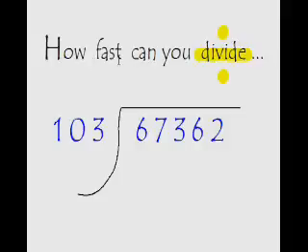How fast can you divide 67,362 by 103? Now you have ample idea how to do it, so give it a try. I'm giving you 10 seconds for this and your time starts now. Your time is up. The correct answer is, of course, 654.